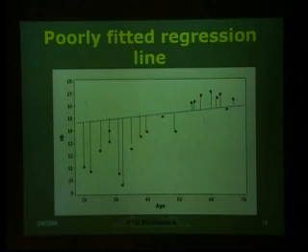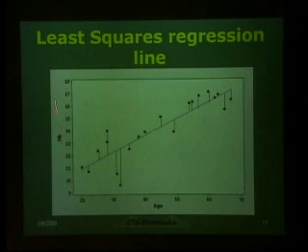Okay, so this is called poorly fitted data. The best fit one is called the least square fit. In other words, the summation of all the squares of these distances added together is the smallest. This is the one called the least square fit. It has the smallest sum of square of errors. Okay?